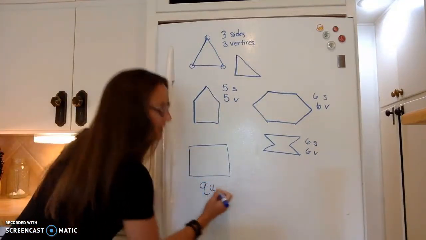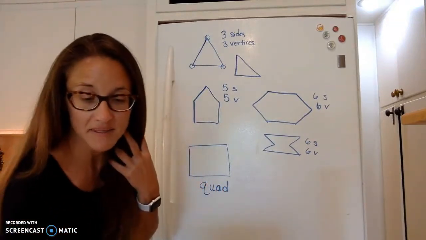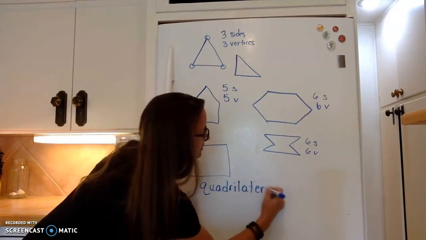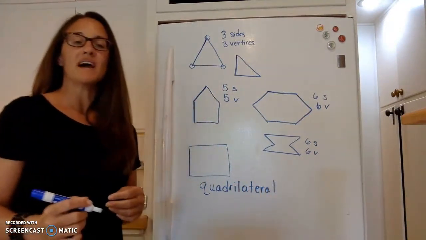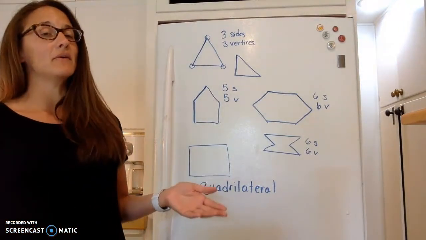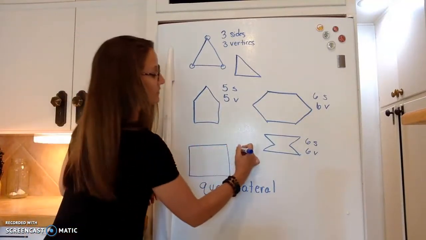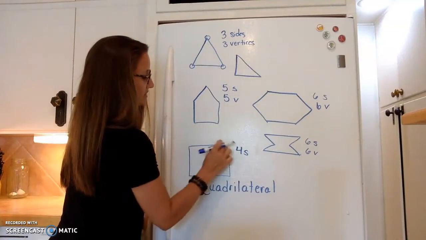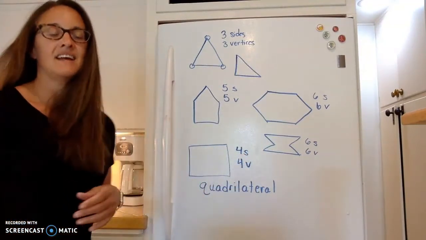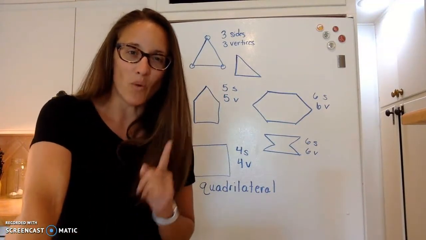It starts with our Q-U. Quad, I gotta make sure I spell it right. Relateral. Quadrilateral is the word that we're going to be using. They won't say square. They'll say quadrilateral. This quadrilateral that I drew has 4 sides and 1, 2, 3, 4 vertices.